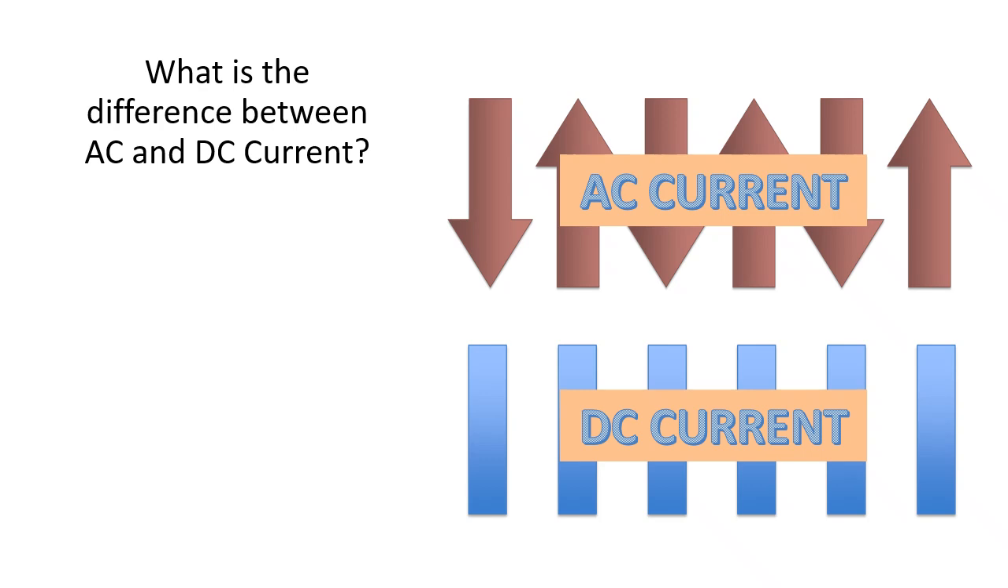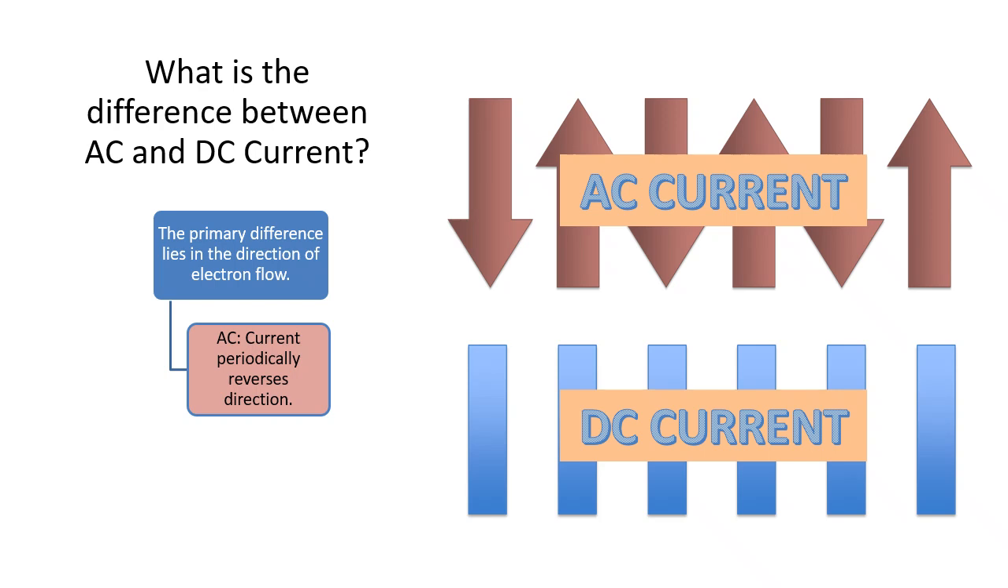What is the difference between AC and DC current? Electricity flows in two main forms, alternating current, or AC, and direct current, or DC. The key difference lies in the direction of electron flow. In AC, the current keeps changing direction, while in DC, it flows steadily in a single direction.